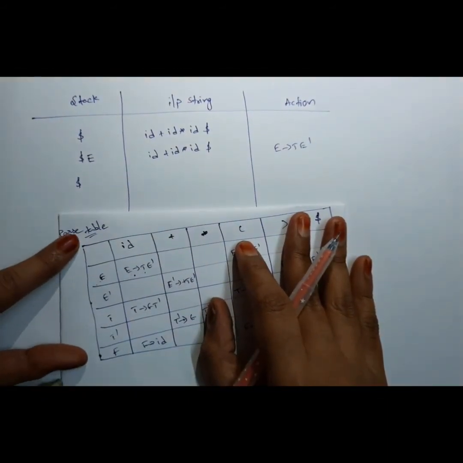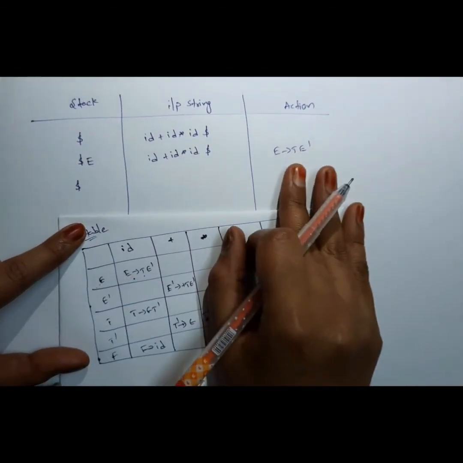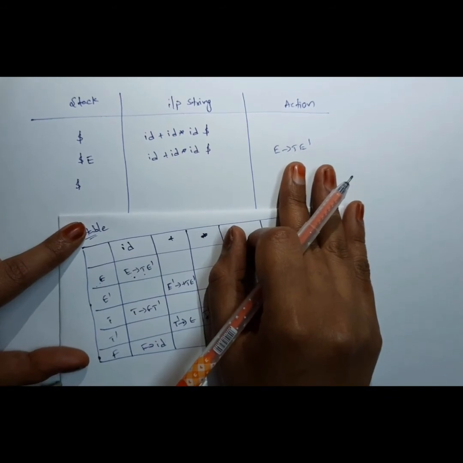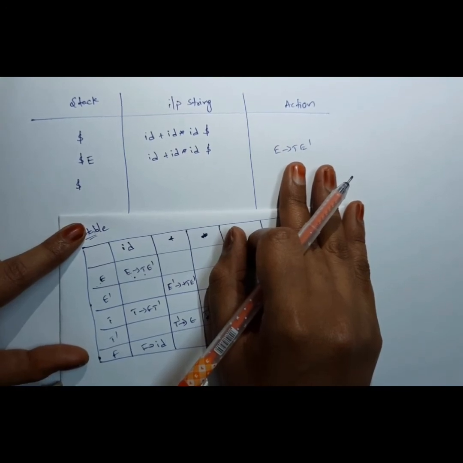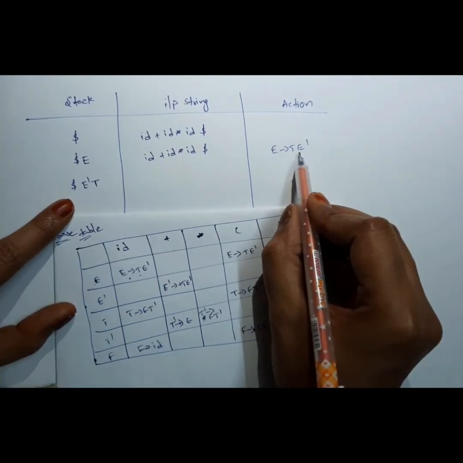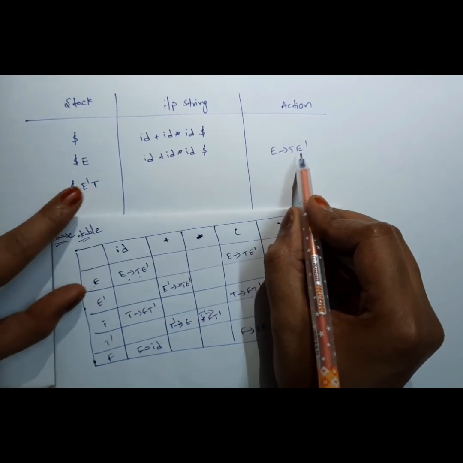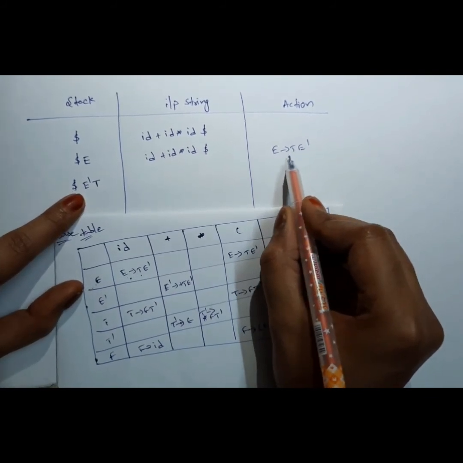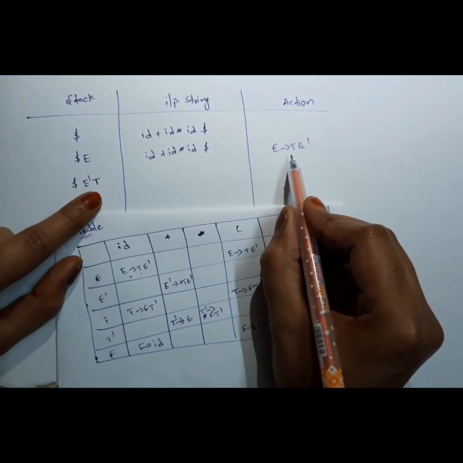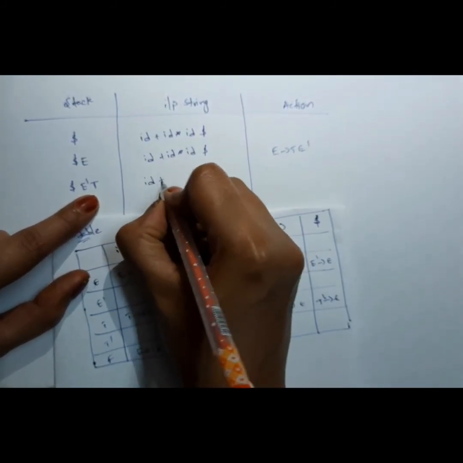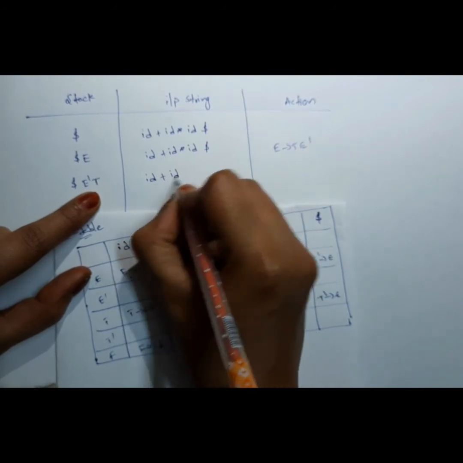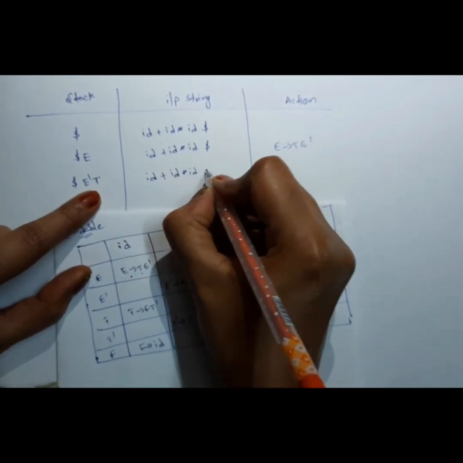As we are considering the stack to store these elements, the element which has entered first will appear at the last. E dash is the first element, so I am placing E dash here, and the next element is T. I am placing T here. The input string is ID plus ID star ID dollar.